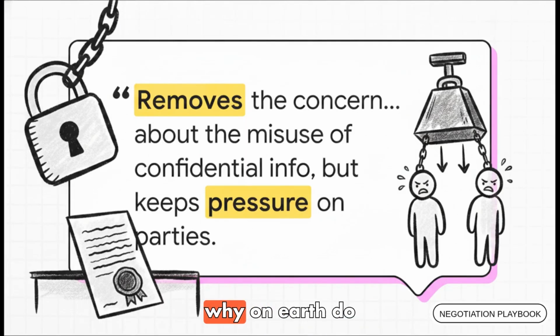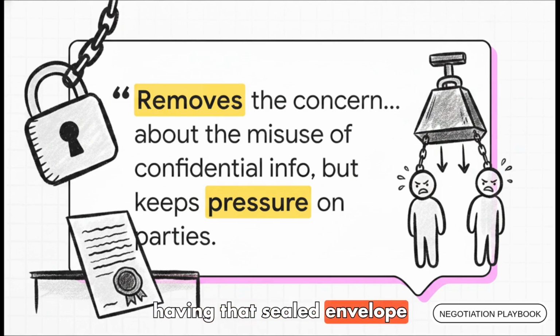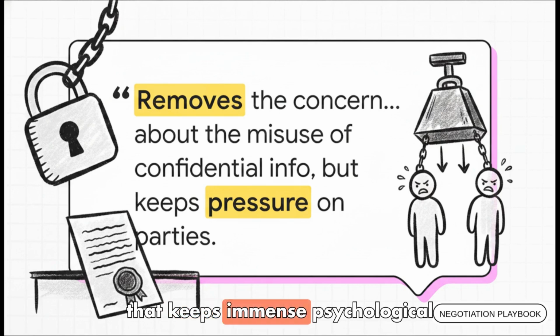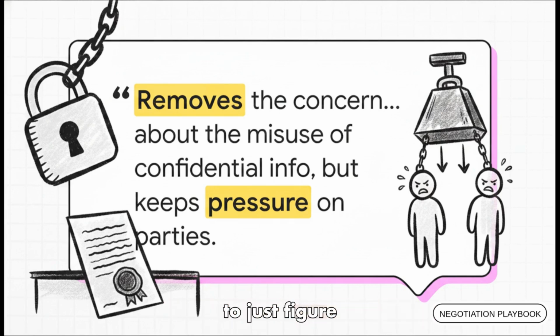You might be wondering, why on earth do it backward like that? Well, Richard Fullerton hits the nail on the head with this quote. When the award is written and sealed before mediation even starts, the mediator can't use any of your confidential, vulnerable secrets to secretly alter their final judgment later on. It completely removes the fear of misusing confidential info. Plus, having that sealed envelope just sitting there on the table keeps immense psychological pressure on everyone to just figure it out themselves. It's honestly brilliant.